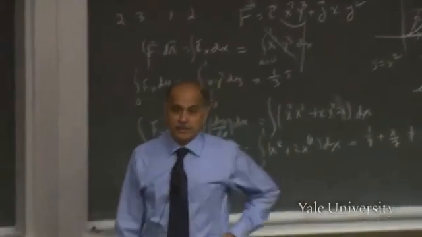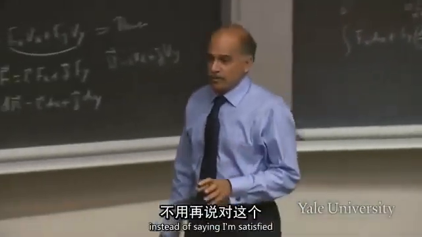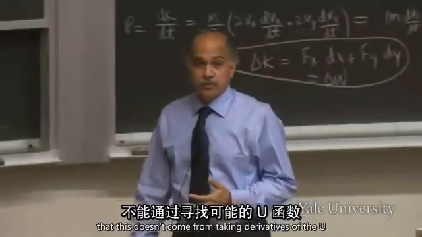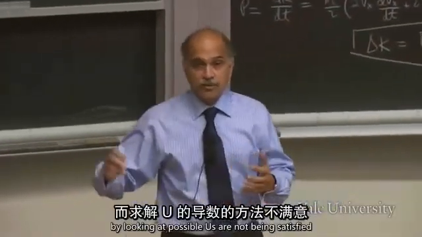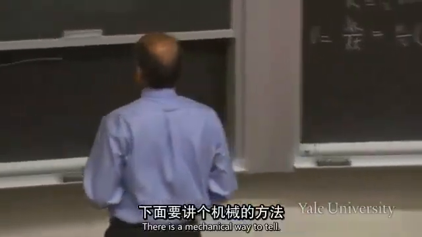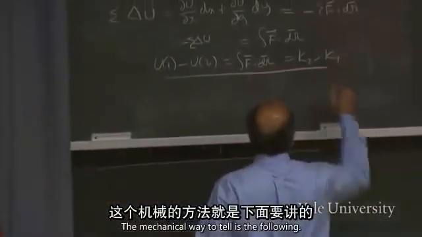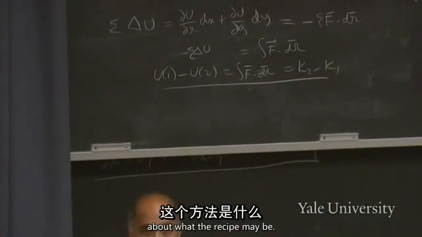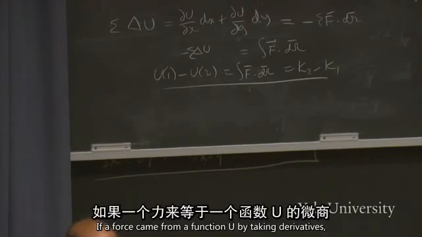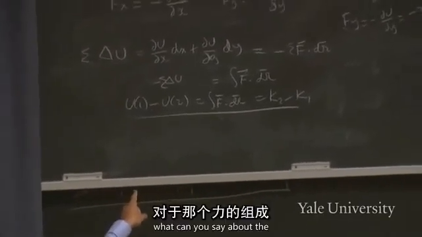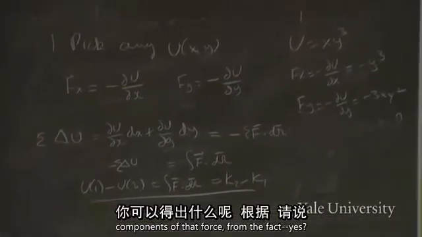But that's a better test. Instead of saying, I'm satisfied that this doesn't come from taking derivatives of a u by looking at possible u's and not being satisfied because maybe I'm not clever enough, there is a mechanical way to tell. The mechanical way to tell is the following. Maybe I want you guys to think for a second about what the recipe may be. If a force came from a function u by taking derivatives, as written up there, what can you say about the components of that force?